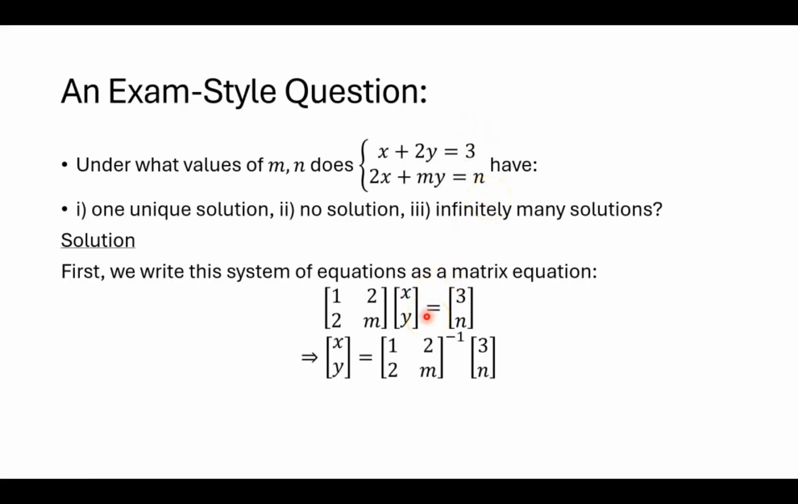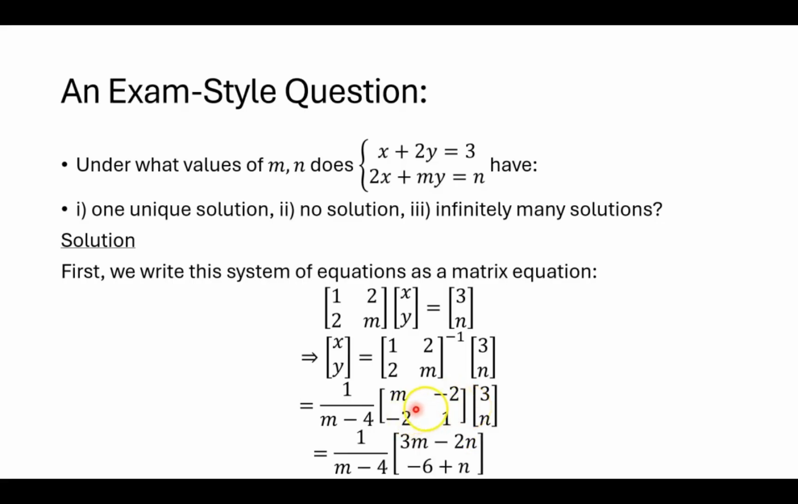And then we do our usual trick. Multiply the inverse of this coefficient matrix on the left of the constant matrix. And I hope now that you will be more familiar with how to calculate the inverse matrix. The determinant is m minus 4, and switch these two around, put a negative sign on these two, and now you've basically done half the work. So you just multiply this in. This first row, first column, 3m minus 2n. And second row, first column, minus 6 plus n.